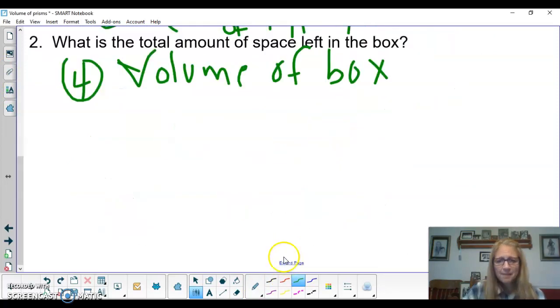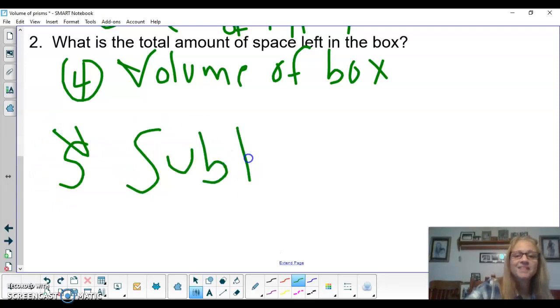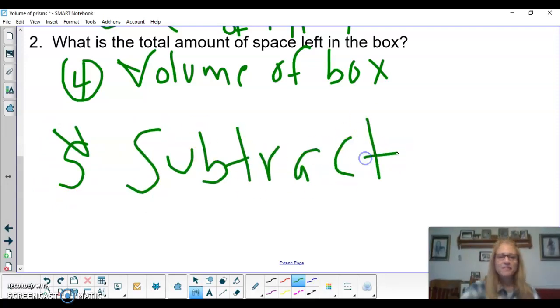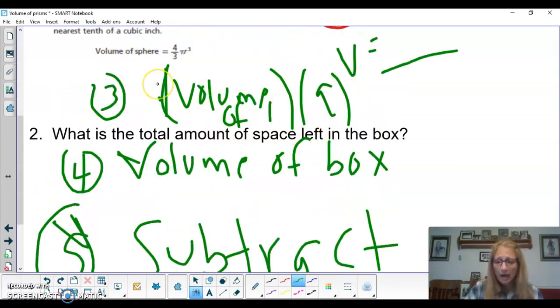Then what that means is we know how much the entire box occupies. Then we know how much the total number of all the spheres take up. How are we going to find the leftover? What do you think? So when we find the leftover amount, we are going to subtract. Step 5 is we're going to subtract. What are we subtracting? We're subtracting the total volume of the box that you got in step 4. Subtract the total volume of the spheres that you got in step 3.